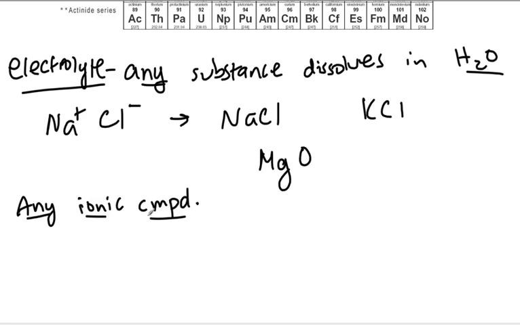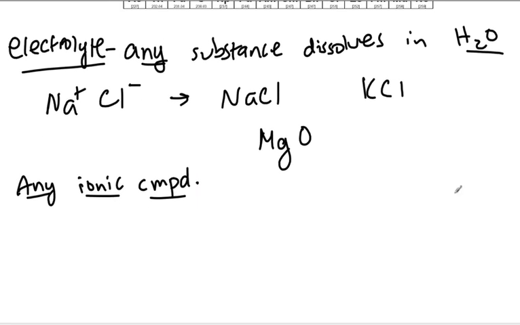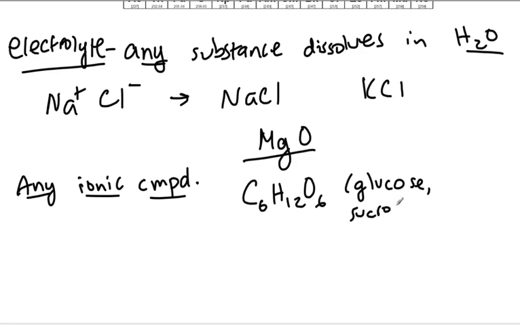Now, I'm going to give another example of something that's not an ionic compound yet still is an electrolyte. We have glucose, which is C6H12O6. This is also the formula of other sugars, sucrose, all these carbohydrates. These are basically stuff like your table sugar. Well, it's not technically your table sugar, but it can become your table sugar. But we're not going to worry about that. Just know that glucose, sucrose, dextrose, all these sugars are also electrolytes.